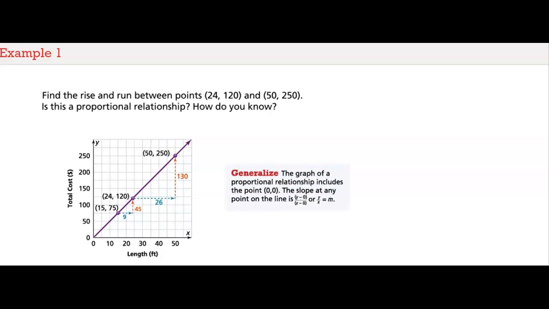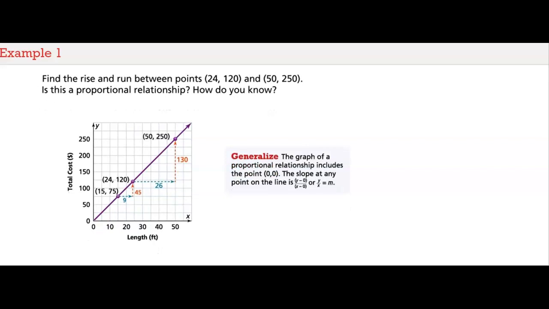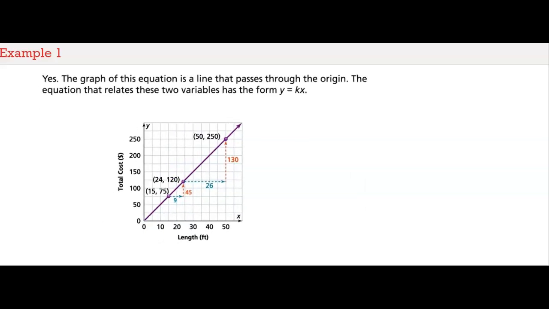Is this a proportional relationship? How do you know? Yes, the graph of this equation is a line that passes through the origin. The equation that relates these two variables is of the form y is equal to kx. Drawing lines to find the rise and the run creates a right triangle.